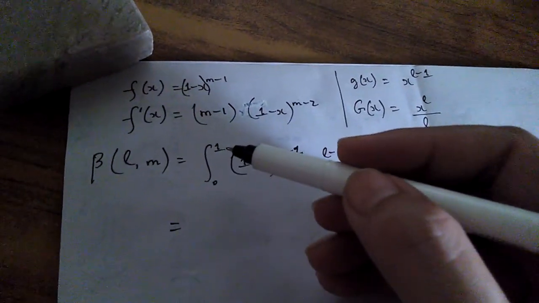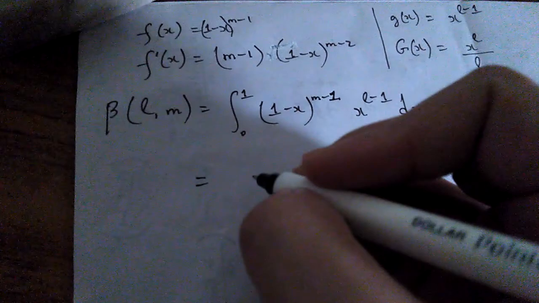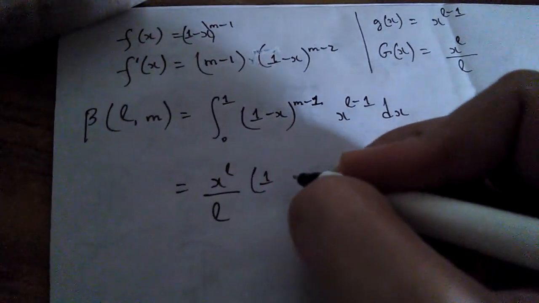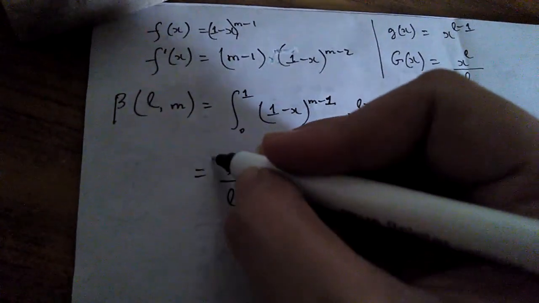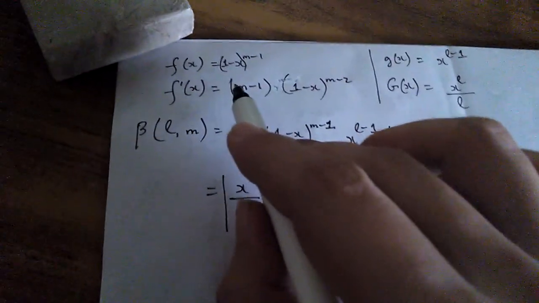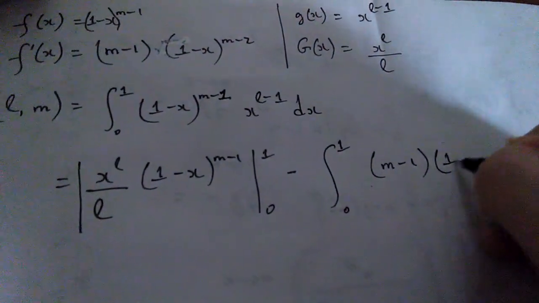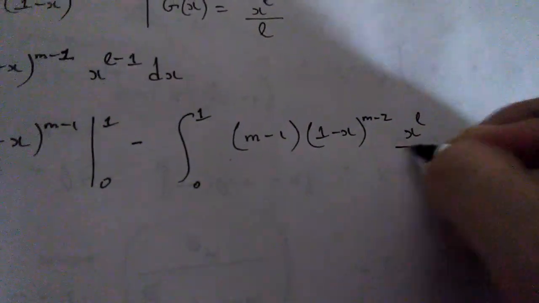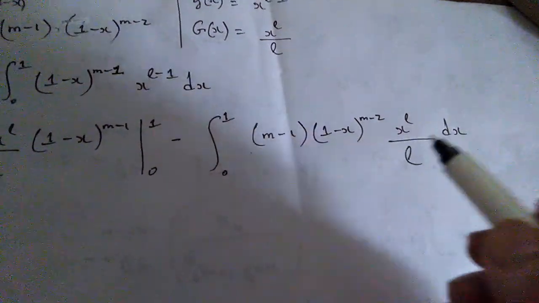Make sure I keep my limits in mind. So this is my f, this is my g according to the formula. I'm going to put down my limits here. Minus integral f dash x times G of x. This is my f, this is my f dash x, and this is my G of x.